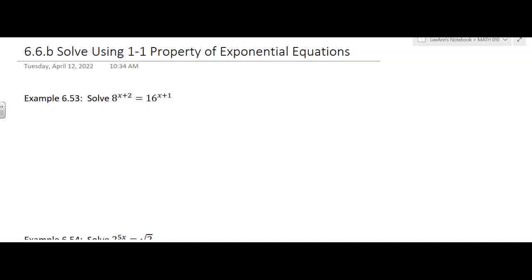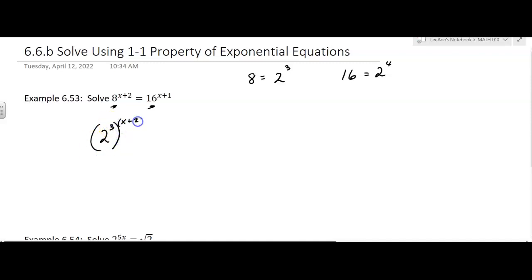So we have an example here, and we say have 8 to the x plus 2 equals 16 to the x plus 1, and you might be saying, well, you can't use the one-to-one property because the bases aren't the same. But wait, we know that 8 is equal to 2 cubed, and we know 16 is equal to 2 to the 4th. So what we're going to do is replace that 8 with 2 cubed, and we're going to replace the 16 with 2 to the 4th.